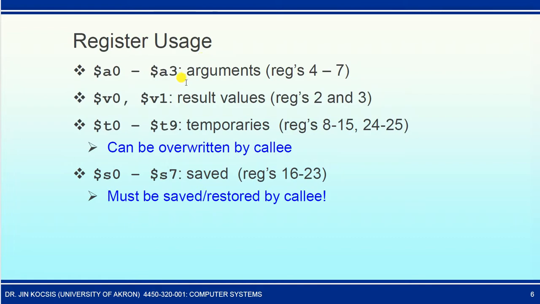And we also learned the return value registers V0, V1, which have the corresponding index 2 and 3. Again, although this is a general purpose register, the main purpose, conventionally, is to return the return value from the callee.